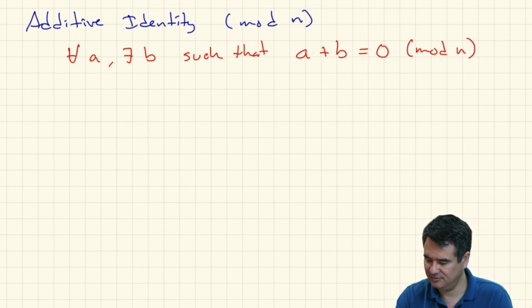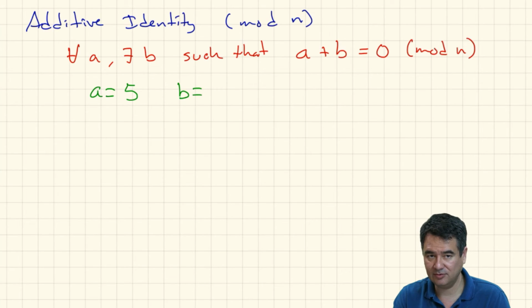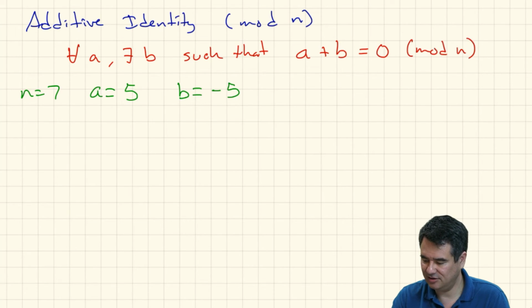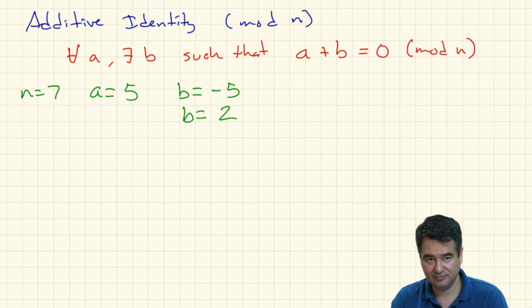So let's do an example. Let's say a is equal to 5. What does b equal? Well, so you might say negative 5, obviously. If I take 5 and I add it to negative 5, I'm going to get 0. But let's talk about just numbers within 0 to n minus 1. So let's talk about, let's say, mod 7. So let's set n is equal to 7. So something added to 5 equals 0 mod 7. So one possible value for b, of course, is negative 5, but another possible value is 2, right?